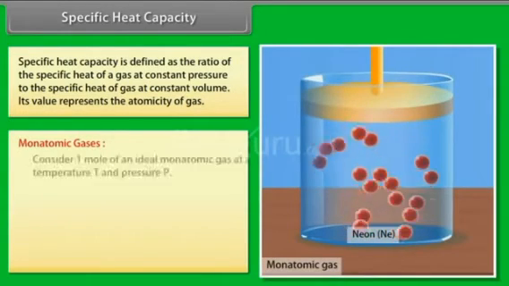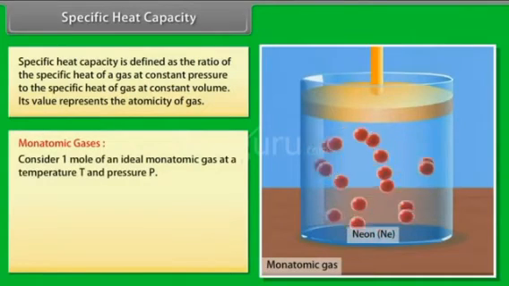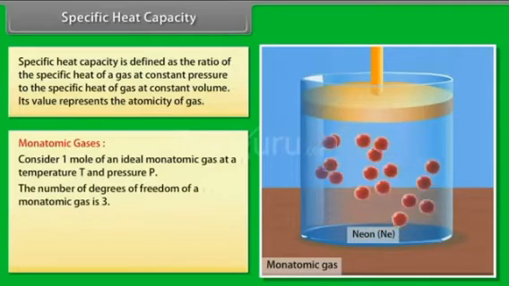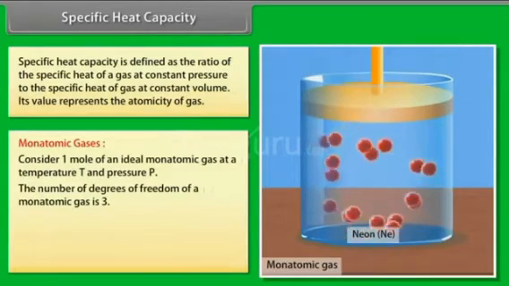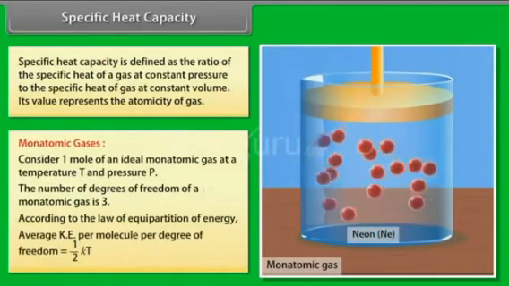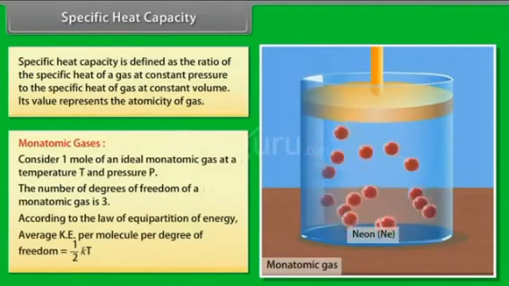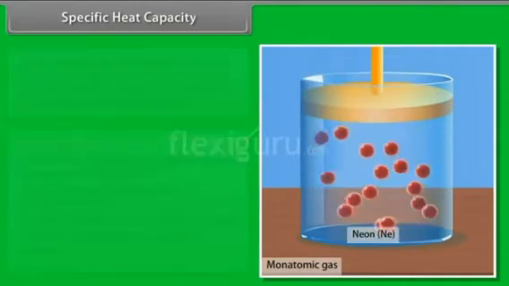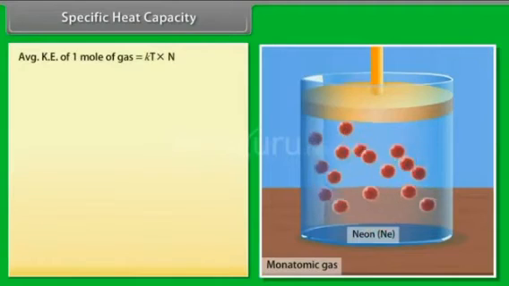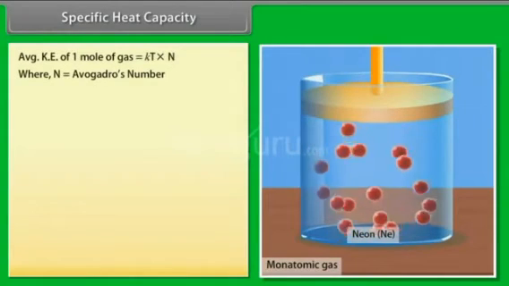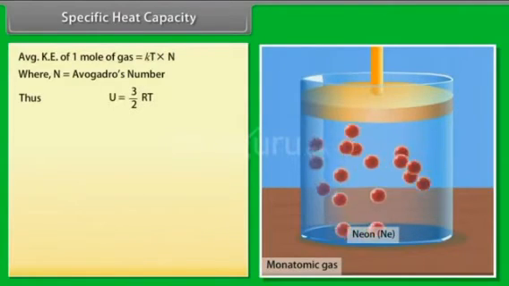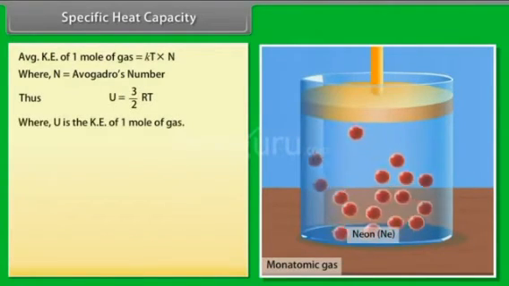Monoatomic gases. Consider 1 mole of an ideal monoatomic gas at a temperature T and pressure P. The number of degrees of freedom of a monoatomic gas is 3. According to the law of equipartition of energy, average kinetic energy per molecule per degree of freedom is equal to half kT. Average kinetic energy of 1 mole of gas is equal to kT into N, where N is Avogadro's number. Thus, U is equal to 3 by 2 RT, where U is the kinetic energy of 1 mole of gas.